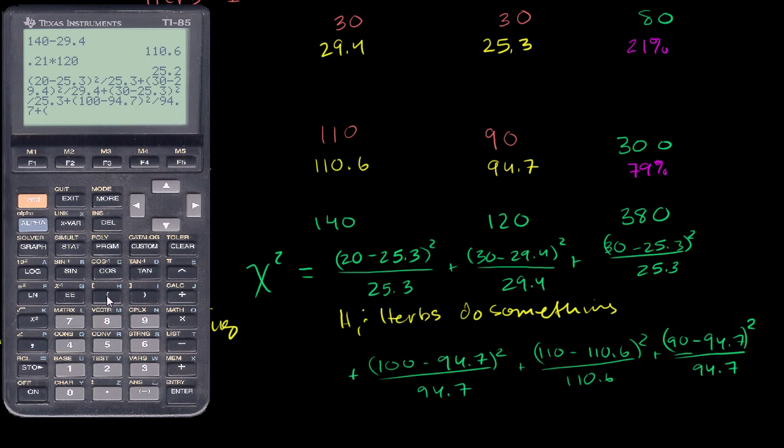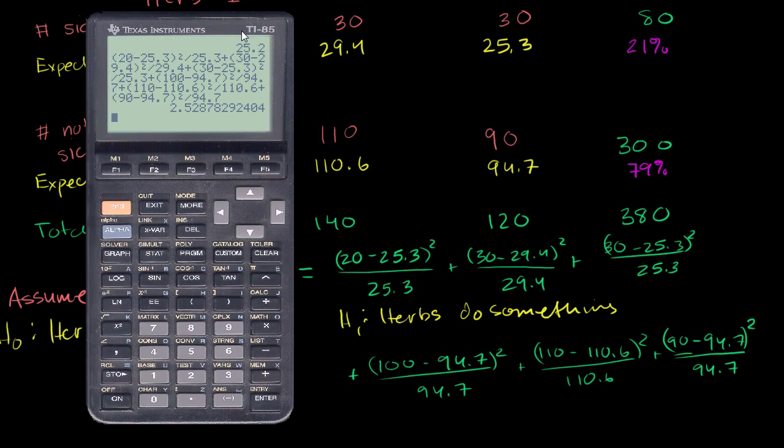We can do a lot of these in our head, but let me just do it. 110 minus 110.6 squared divided by 110.6. And then the last one, home stretch, assuming we haven't made any mistakes. We have 90 minus 94.7 squared divided by 94.7. And let's see what we get. We get 2.528. So let's just say it's 2.53.